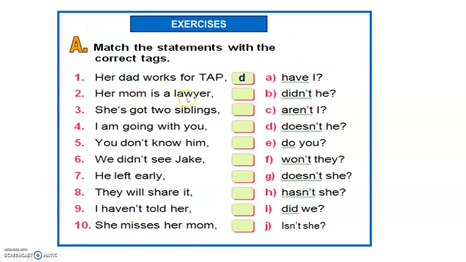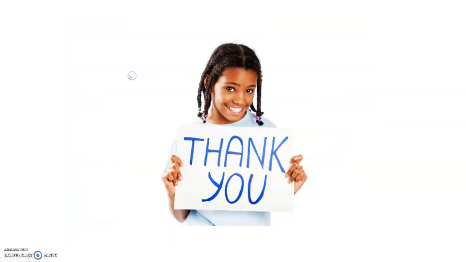Then you have this exercise, you have to just match, children. Match the statement. I've given you all earlier. So, Dad works for TAP. Which is the correct one? Come on, doesn't he? Already the answer is there. The others you can do. Mom is a lawyer. Okay, is a lawyer. So, isn't she? Did you get that? Now, I gave you one answer already. The others you can do for practice.